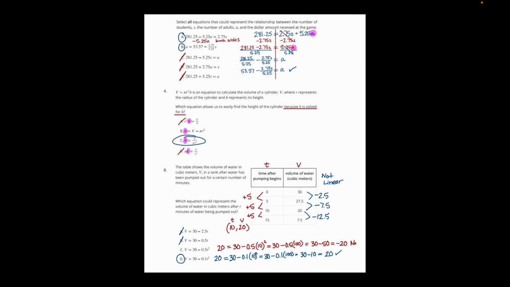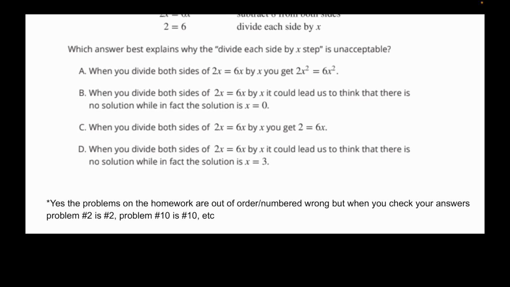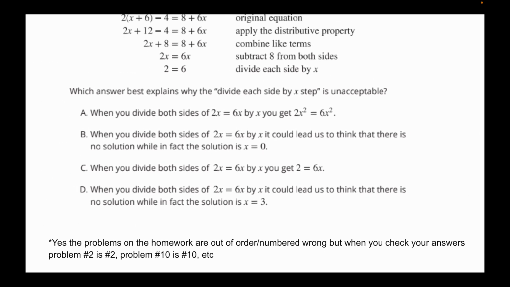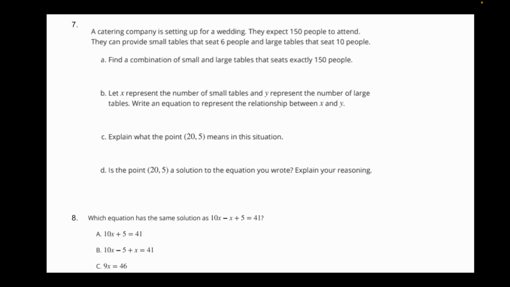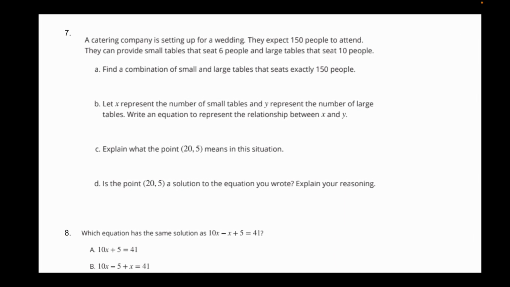So that's going to take us on to the third page of the homework, which fortunately is the last page. We're going to do questions 7, 8, and 9. And there is a little note down here at the bottom. Yes, the problems on the homework are out of order or numbered wrong, but when you check the answers, problem number 2 is number 2, and number 10 is number 10, etc. So there was a little note telling you that, yes, we know it's numbered incorrectly. That's not an error. That was just so we didn't have things on 4 pages instead of 3.